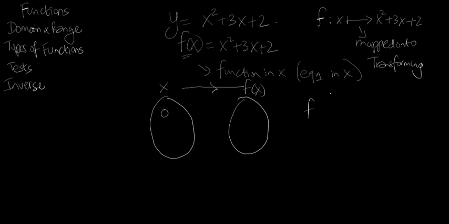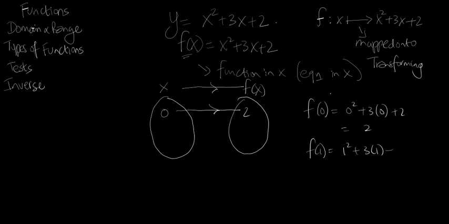So if x is 0, I get f(0) is equal to 0 squared plus 3 times 0 plus 2. And this becomes 2. So we can say that x is changed into 2. Okay? Or 0 is mapped onto 2. If I replace x by 1, I get f(1) is equal to 1 squared plus 3 times 1 plus 2. So this becomes 1 plus 3 plus 2, so 3 plus 2, 5 plus 1, 6. So 1 is changed onto 6.